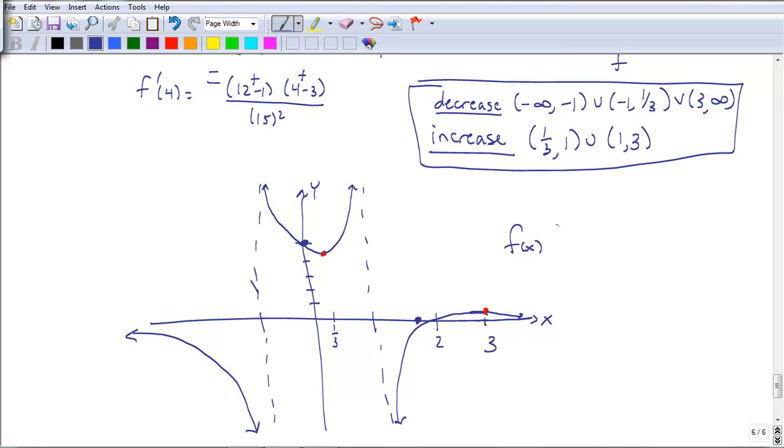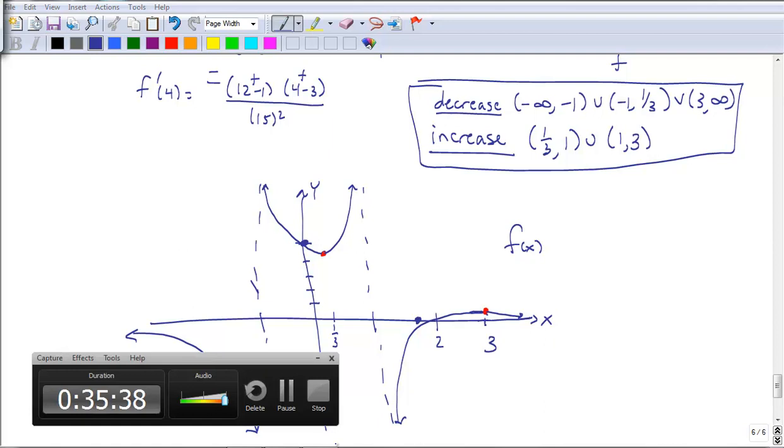But from calculus you can identify it. So you can see that it's decreasing from negative infinity to negative 1, from negative 1 to 1/3, and from 3 to infinity. It's increasing from 1/3 to 1, and from 1 to 3. So this graph matches the characteristics we needed.